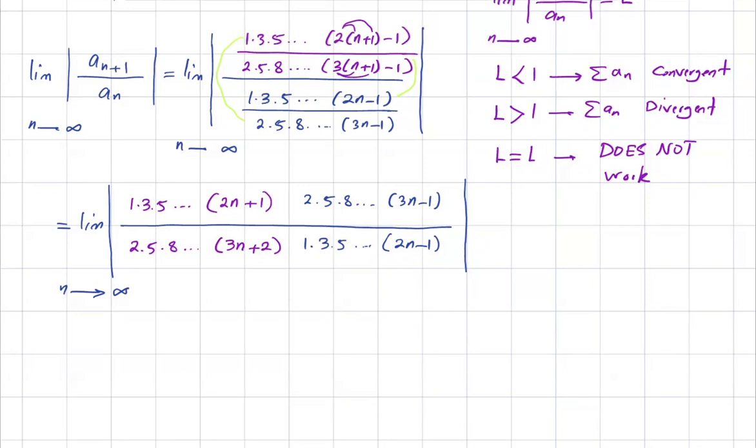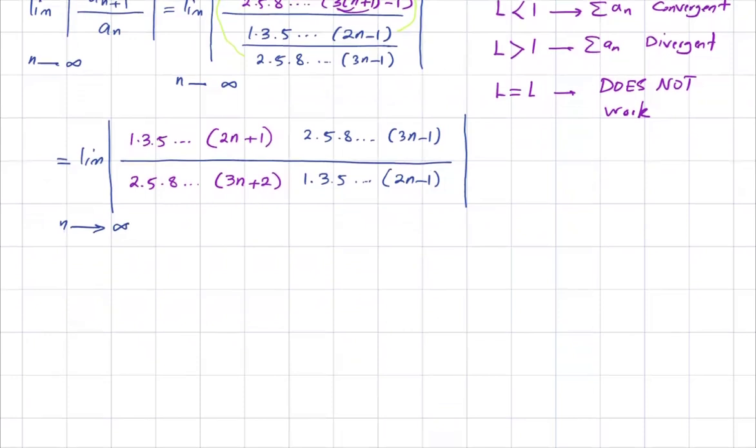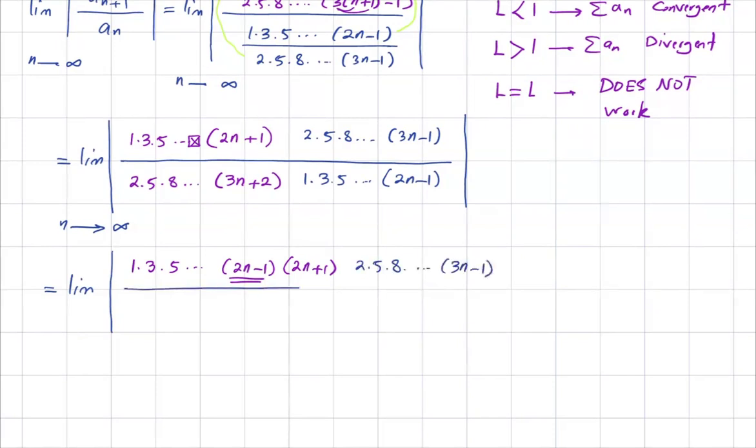These numbers are all in the form of 2n plus 1. So if I want to write this in more expanded form, I get the following. I have the limit of the absolute value of 1 times 3 times 5 times 2n minus 1 times 2n plus 1. This is the term before. 2n plus 1. And then here I have 2 times 5 times 8, 3n minus 1. And down on the denominator, let me put it in a box. This is the same box that you see here.